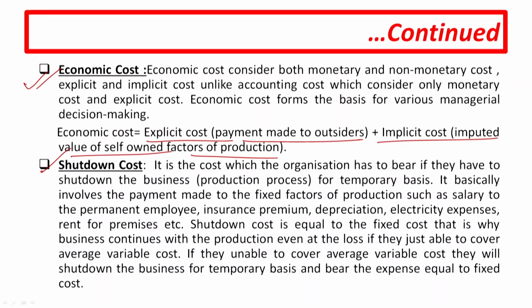And because of this nature, it is advised to the entrepreneur not to shut down the business temporarily if they are able to cover average variable cost. If they are able to cover average variable cost, they should continue with production even at a loss. But if they are unable to cover the average variable cost, they are supposed to close down the business temporarily in the short run. The shutdown cost is nothing but the expenses made by the entrepreneur in the short run when they are closing the business for a temporary purpose.